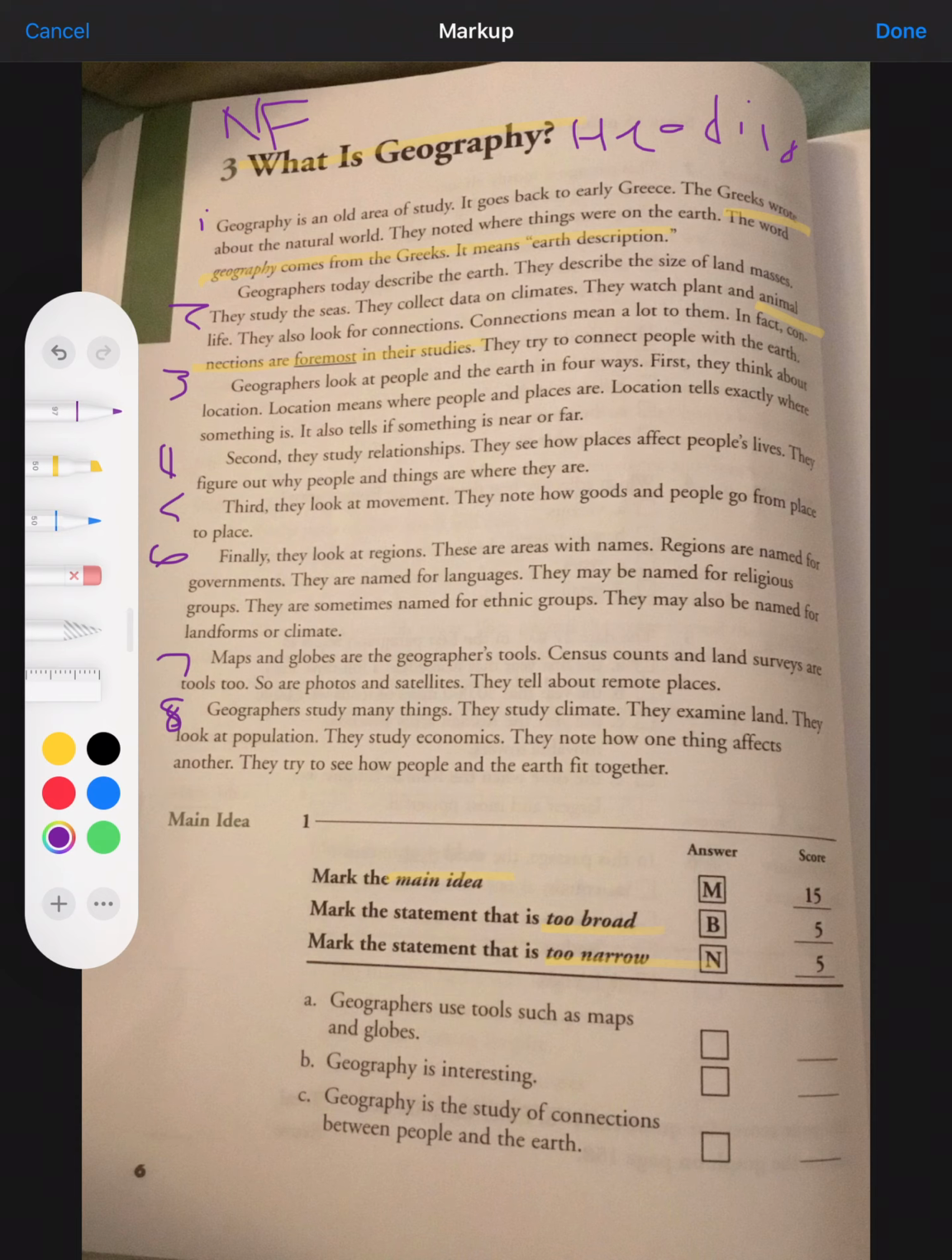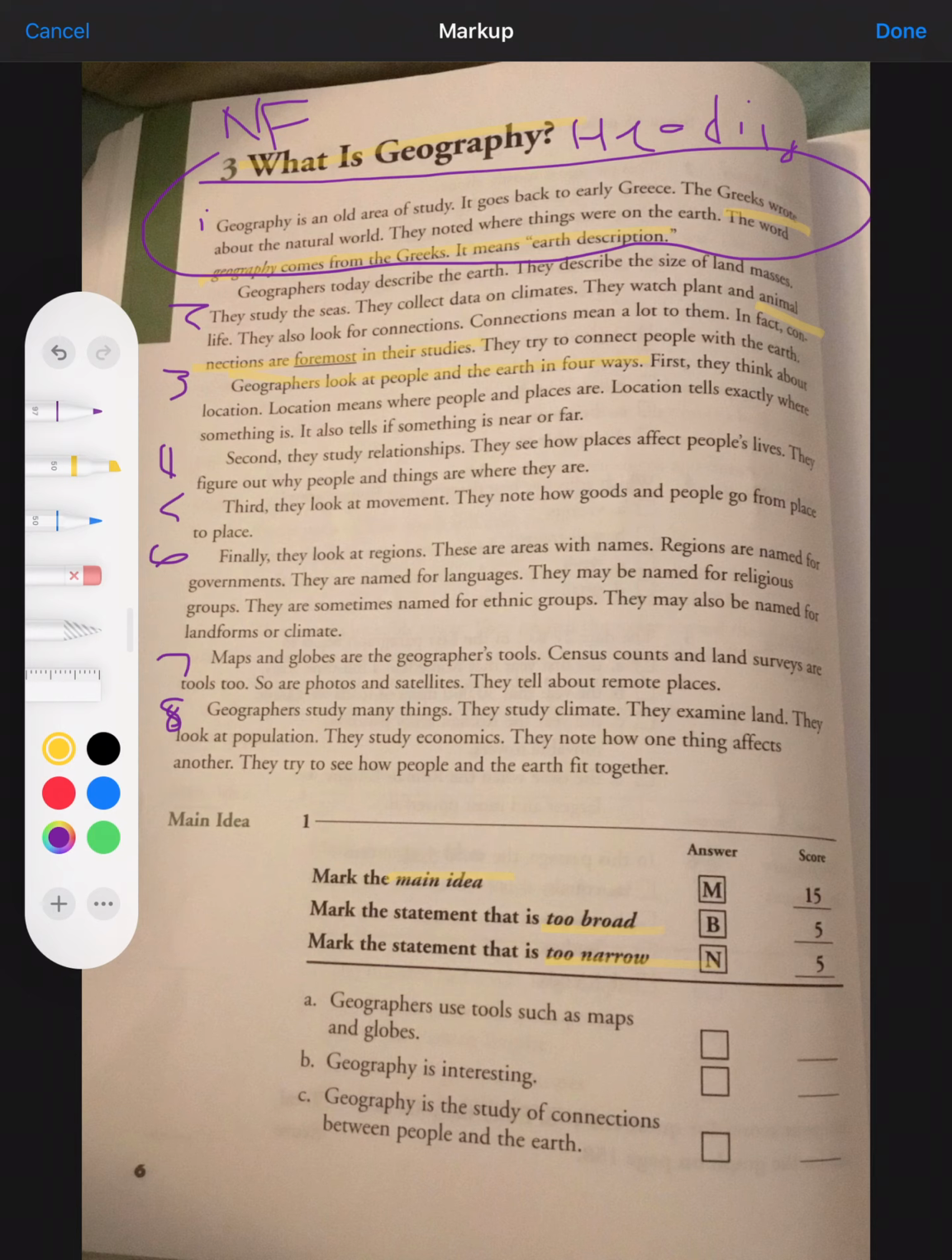And also, we were supposed to be looking at something in paragraph 1. I don't exactly remember what it is. We'll need to find it in the questions. So go ahead and circle paragraph 1. Geographers look at people and the earth in 4 ways. And I do remember that that is one of your questions because it asks how many ways. First, they think about location. Location means where people and places are. Location tells exactly where something is. It also tells if something is near or far. Second, they study relationships. They see how places affect people's lives. They figure out why people and things are where they are.